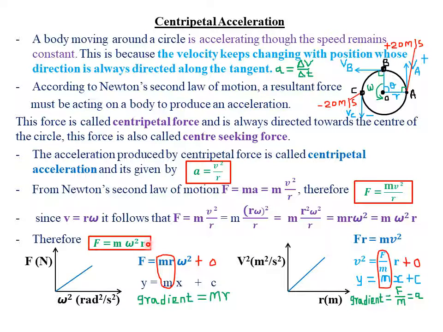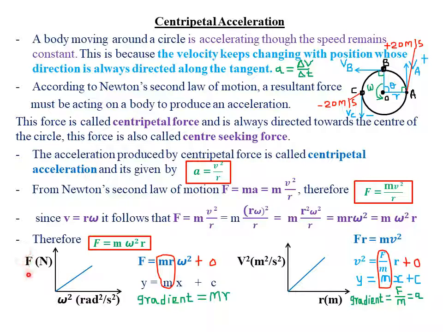If we plot a graph of force in Newtons against omega squared in radians squared per second squared, we expect a straight line graph to be obtained. To analyze this graph, I'll rearrange this equation in the form of the equation of a straight line. I want r to pre-multiply omega squared. On rearranging, I get F equals mr multiplied by omega squared. I'm rearranging so that it aligns with the equation of a straight line, y equals mx plus c.